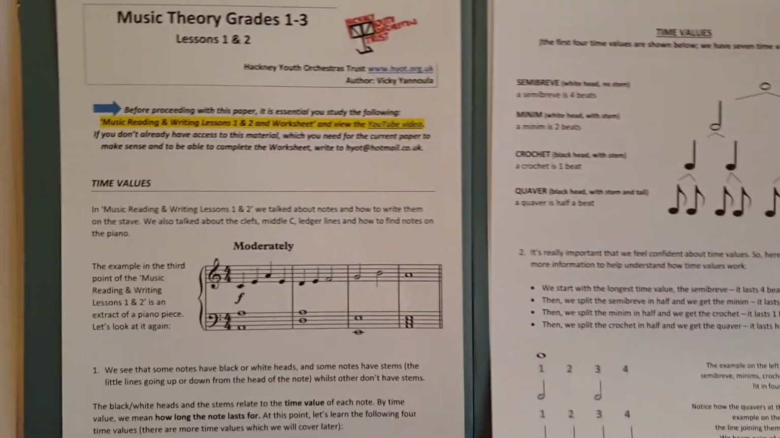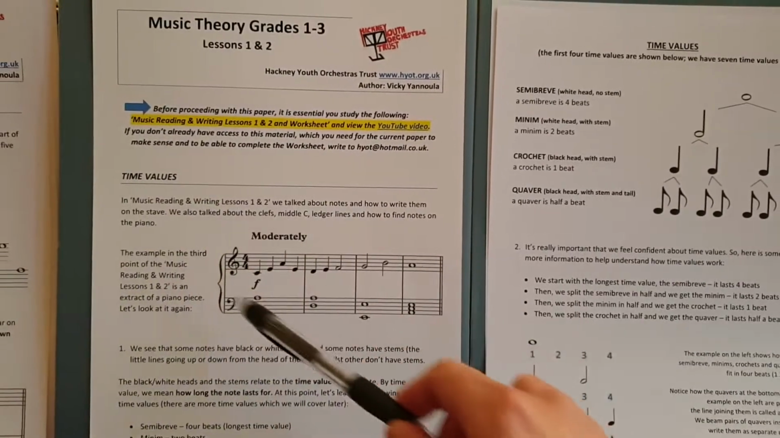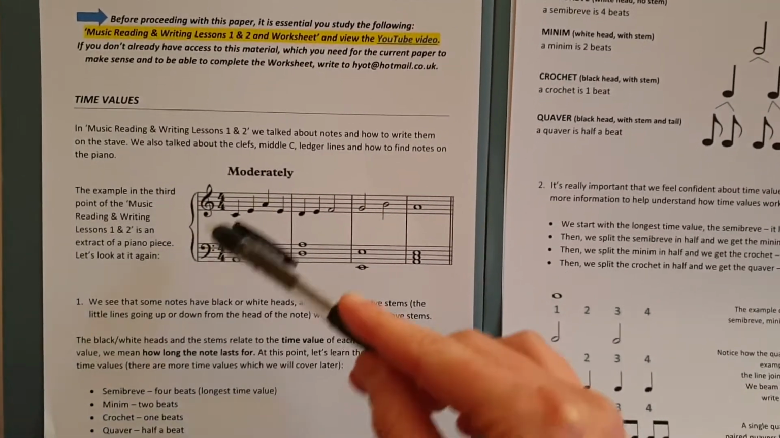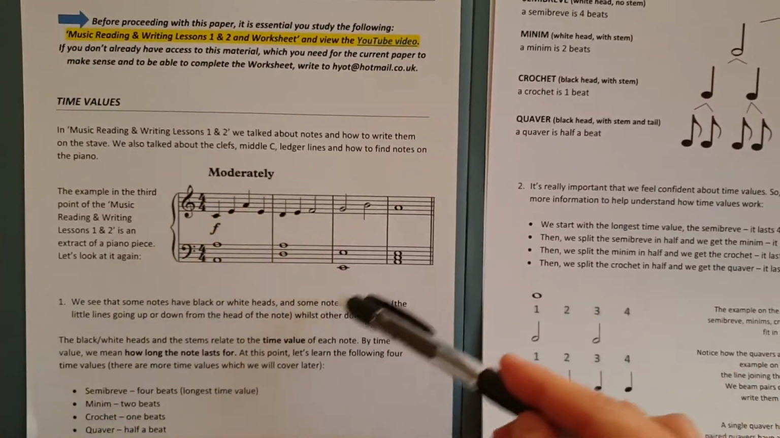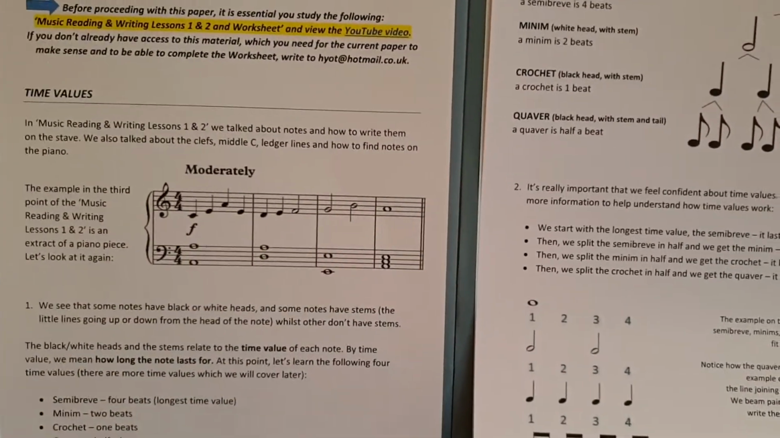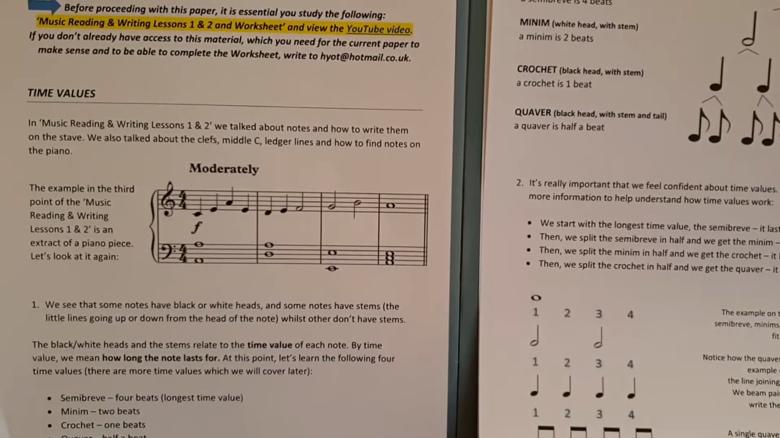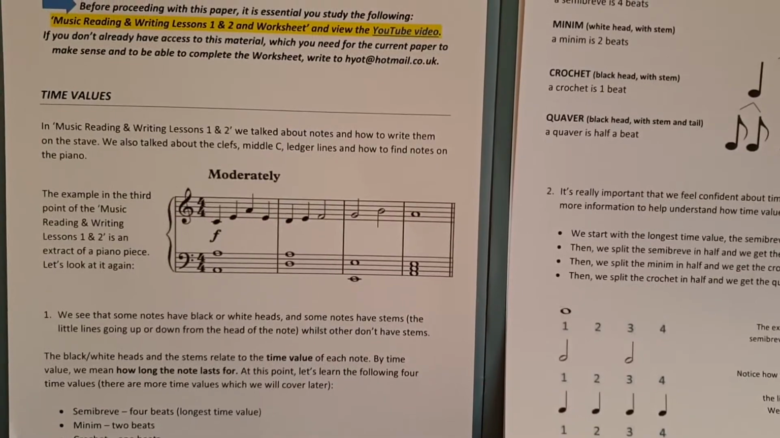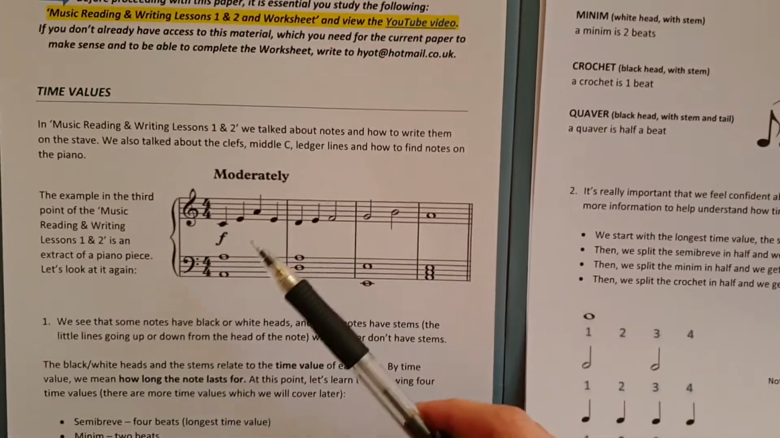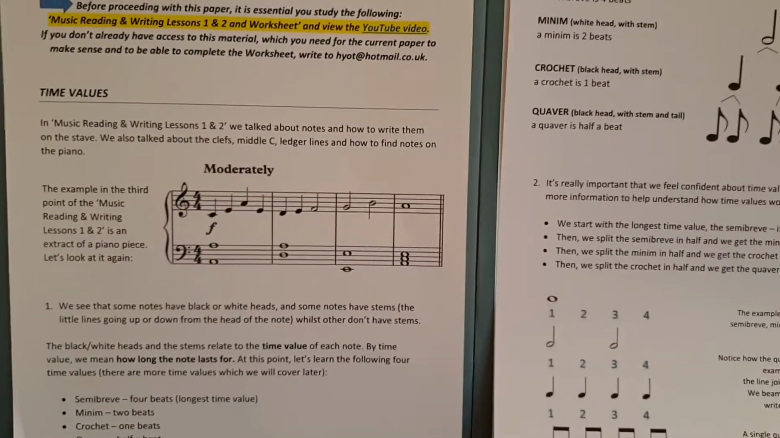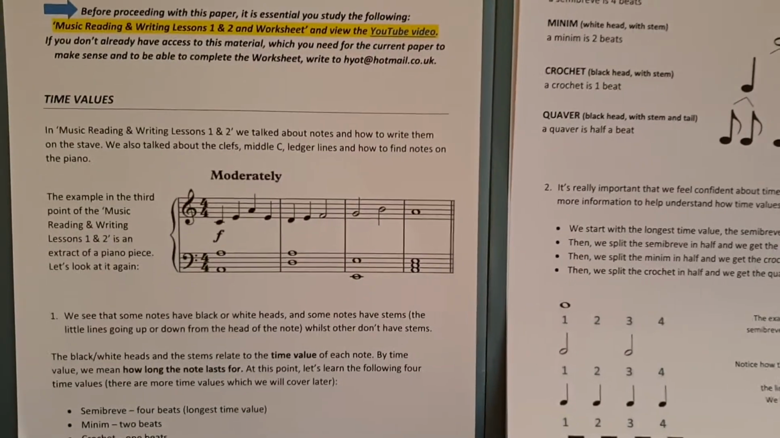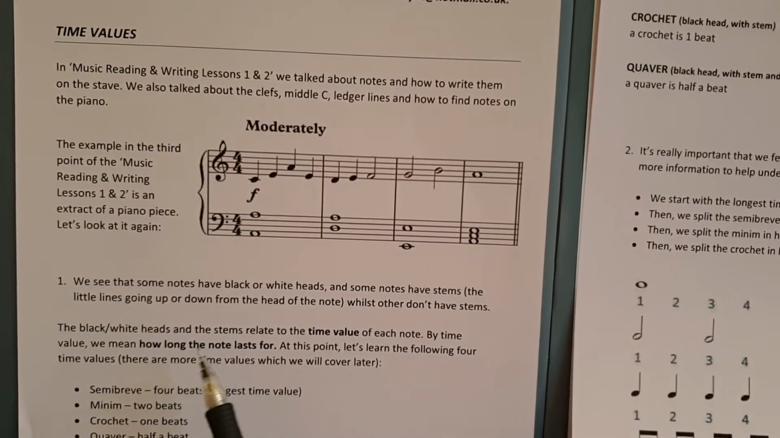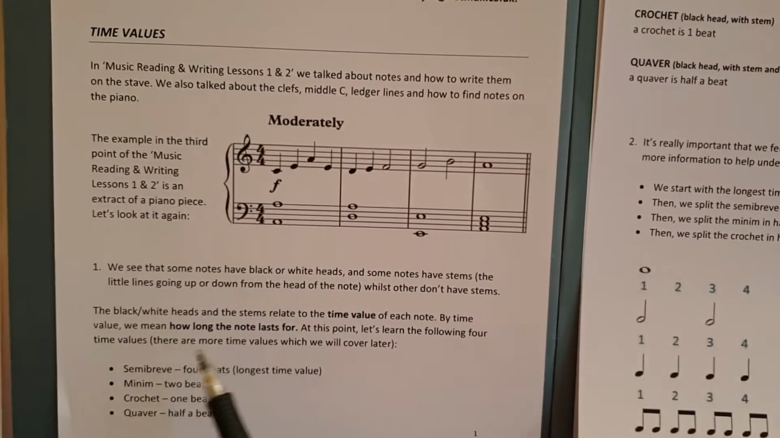Now, time values, we start over here with a little introduction. Observe this piano extract and you will see that the notes look different in terms of whether they're colored in or they're not colored in, whether they have stems or they don't have stems, and all of those things relate to how long the notes last for. So this is mentioned over here.